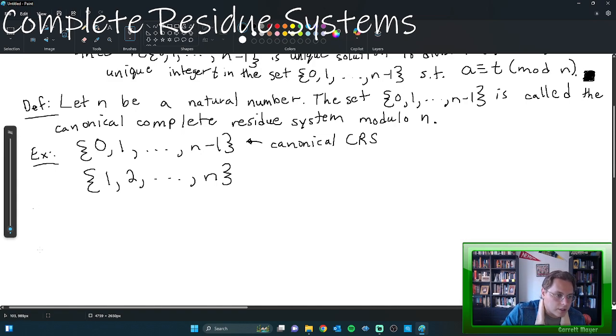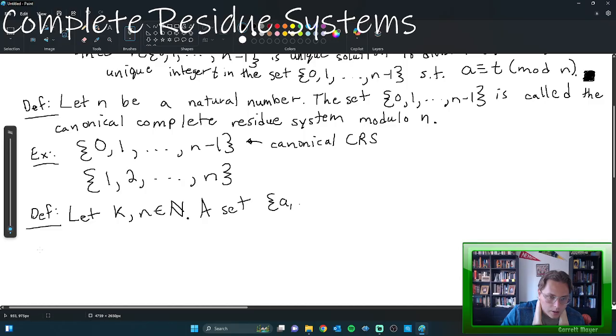So let's actually give this here. So the definition is, let k and n be natural numbers. A set A1, A2, ..., I believe they use k, but we're actually going to prove later on that k has to be equal to n. That's going to be the next proof.